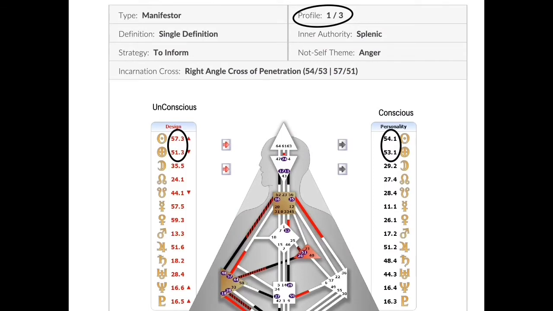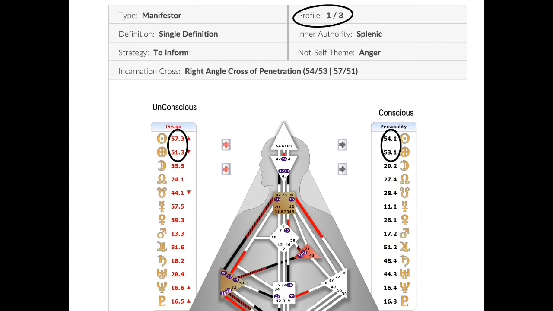Now the profile numbers come from the personality lines and also the design lines. Now if you see, I have it circled here. So it says that it's 54-1 and 53-1, and on the other side it's 57-3. So what that says, it's a 1-3 profile. The 1 part of the profile is something that we're more aware of, the more conscious part of our design, and then the other part is the design part.